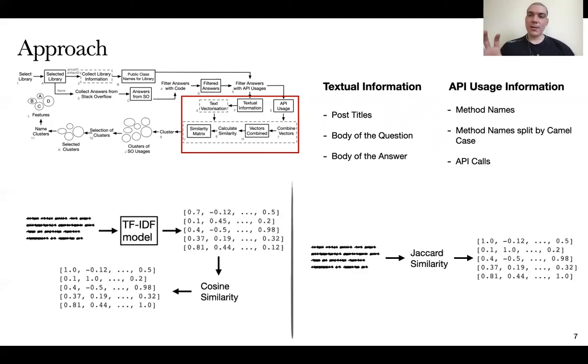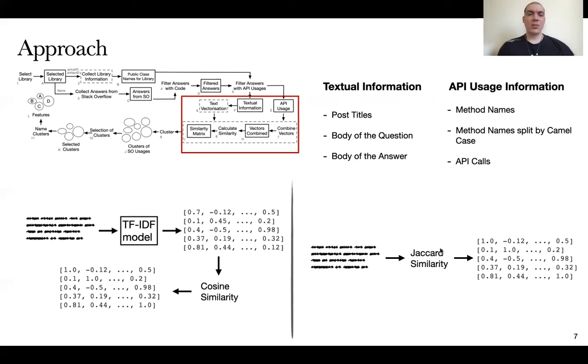We extracted similarity matrices because we wanted to see if there are similar usages and potentially some features. In the case of the textual information, we use the TF-IDF model and a cosine similarity between each of the posts that we are able to extract. And in the case of the API usage information, we use the Jaccard similarity to form this similarity matrix.